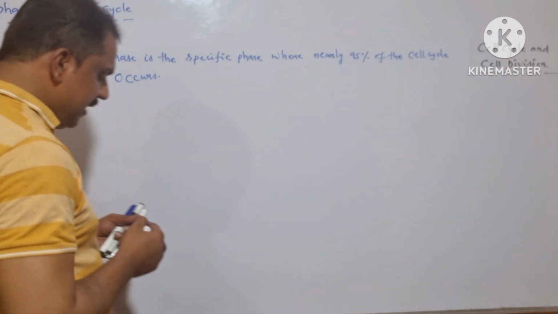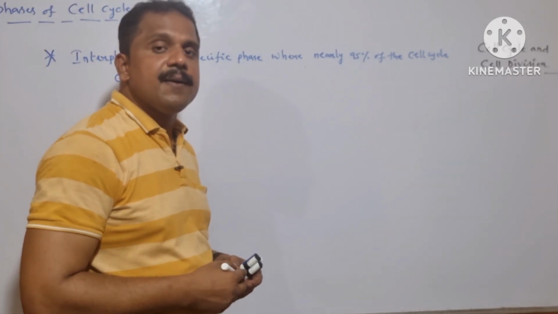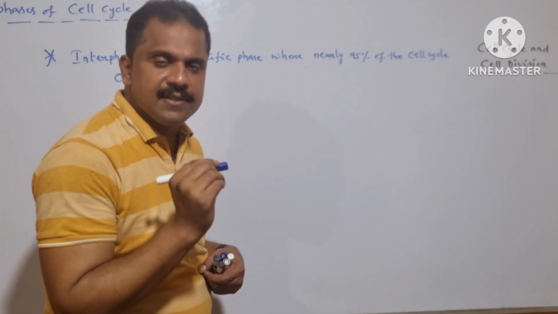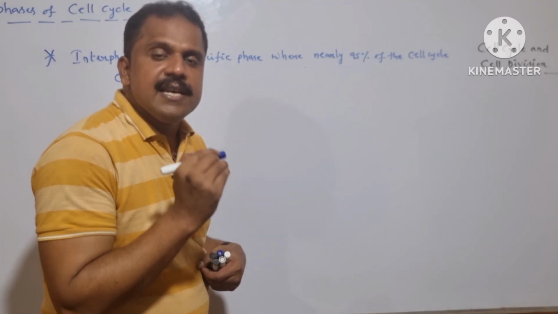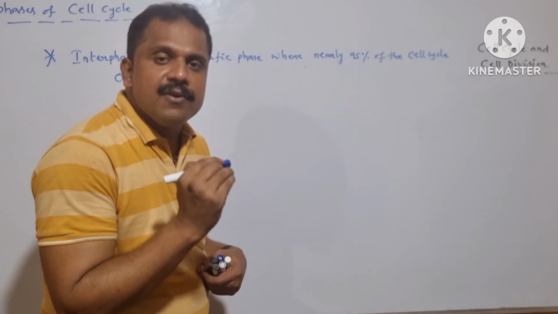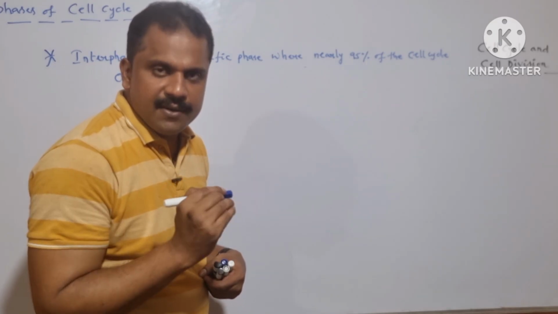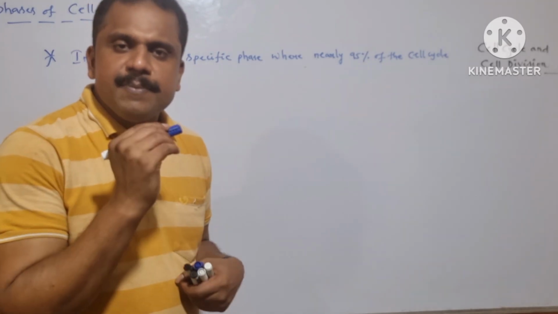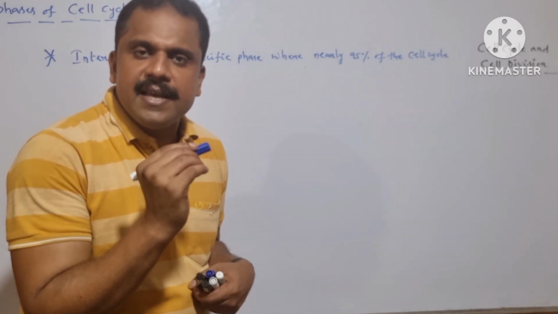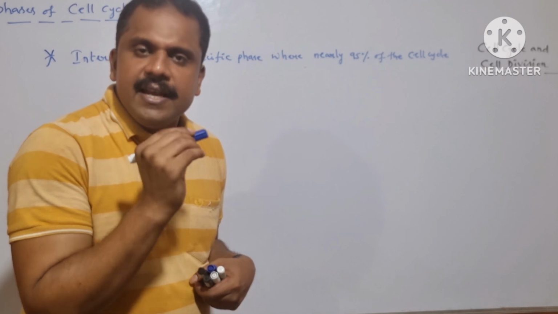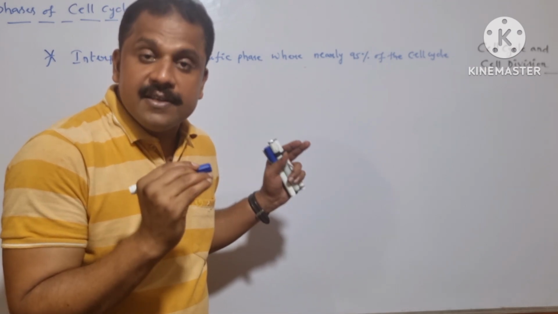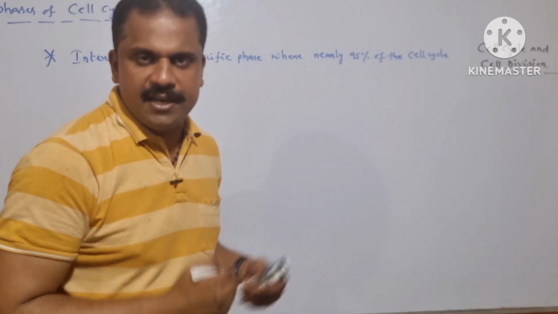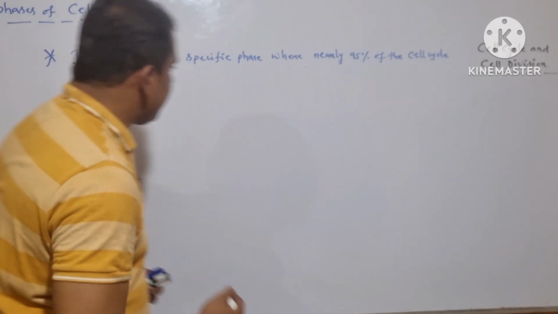So here interphase, though it is called the resting phase, basically has three different subphases. During the interphase, the cell becomes ready for undergoing cell growth and even DNA replication. Is it clear? Interphase, though it is called the resting phase, basically has three different subphases. And in addition, during the interphase, the cell becomes ready for undergoing cell growth and even DNA replication. So let me write it here.